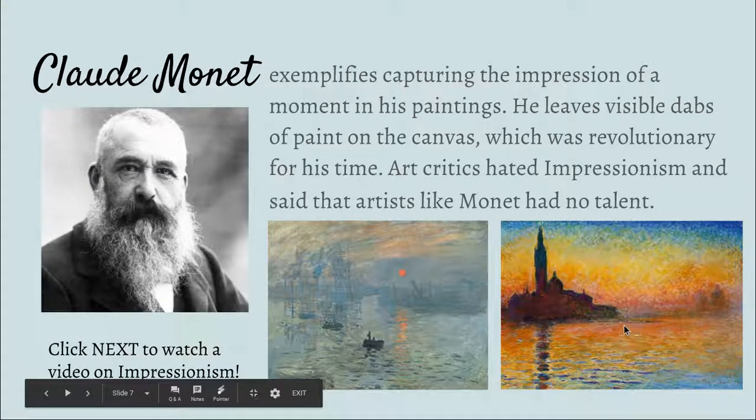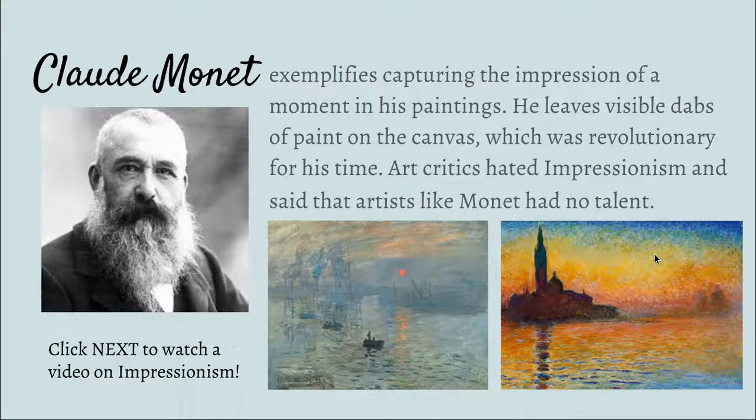The sunset, when you think about a sunset and how fast it goes by, that's kind of exactly what he was trying to capture in these paintings. And it was super revolutionary for this time. And a lot of the art critics said that Monet and other Impressionist painters had no talent and that they were kind of dumb for painting like this.